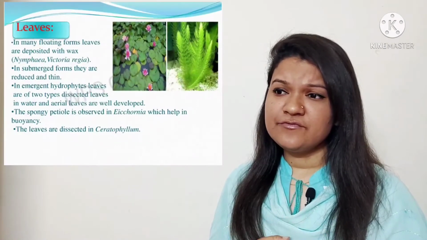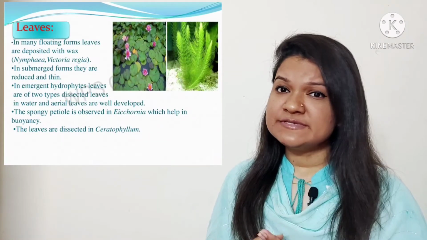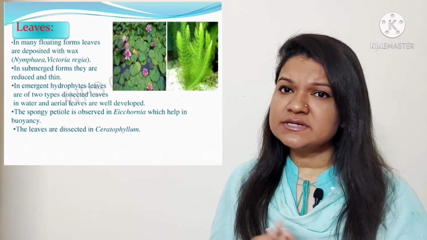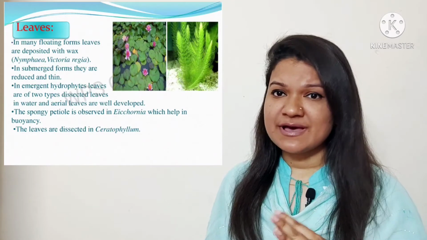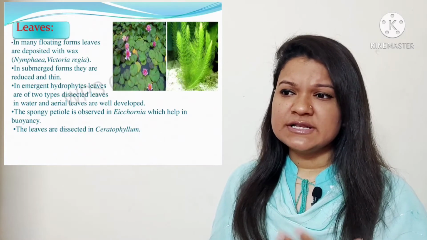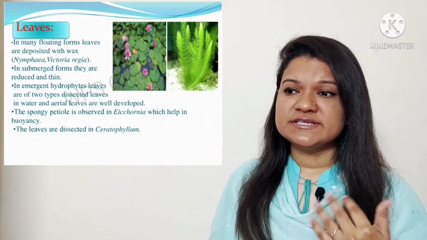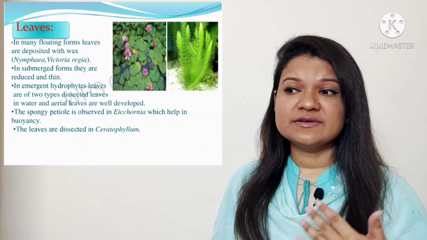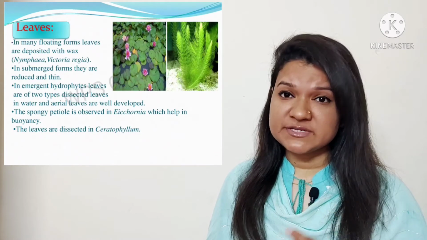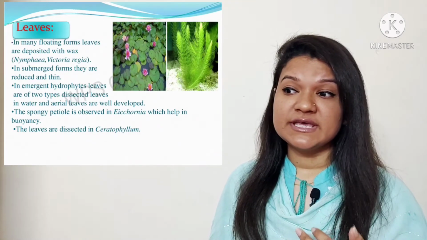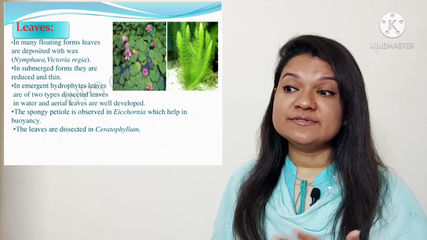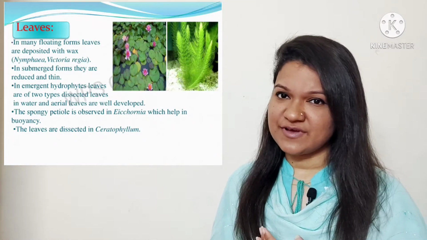Leaves in many floating forms are covered with wax, like nymphaea. In submerged forms, they are reduced and thin. In emergent hydrophytes, leaves are of two types: dissected leaves in water and aerial leaves that are well developed. The spongy petiole is observed in Eichhornia, which helps in buoyancy. The leaves are dissected in Ceratophyllum.